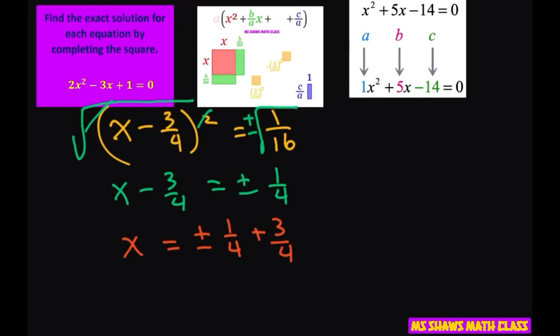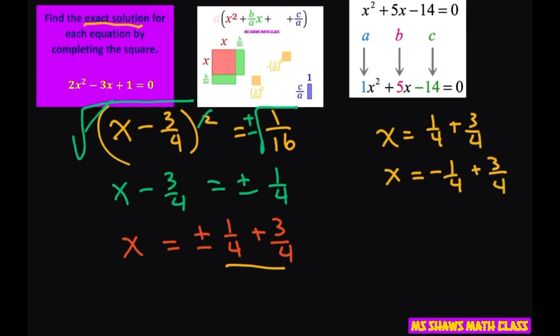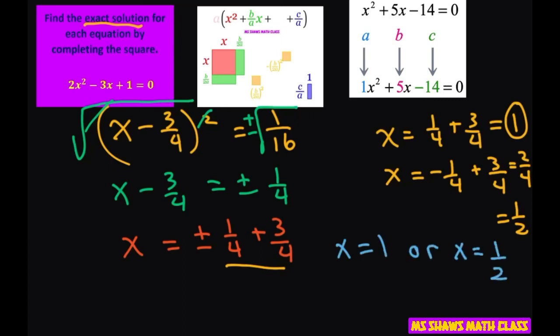Let's split this up. You have to do exact solutions. So we're going to have x equals 1/4 plus 3/4. We also have x equals negative 1/4 plus 3/4. Now this just equals 4/4, which is 1. And this one's going to give you 2/4, which is 1/2. So the way you're going to write your solution is x equals 1 or x equals 1/2. And that is your final answer.